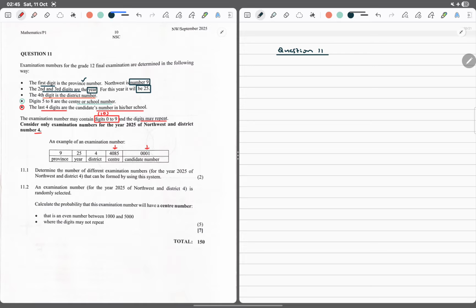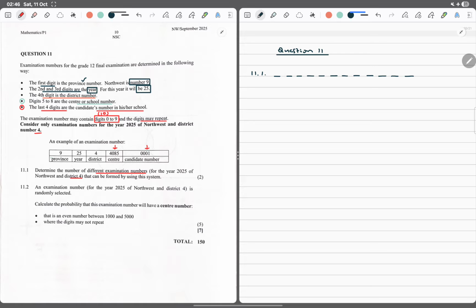Okay, so the question says we need to determine the number of different examination numbers for the year 2025 of Northwest District 4 that can be formed using this system. Right, let's check how many digits we have. 1, 2, 3, 4, 5, 6, 7, 8, 9, 10, 11, 12. So we've got 12 digits here.